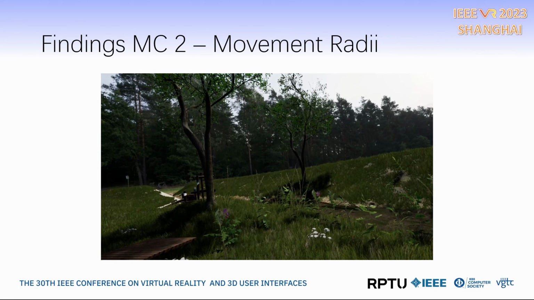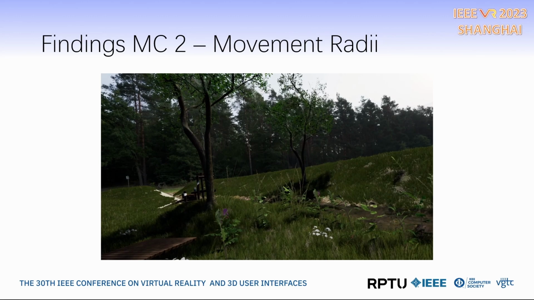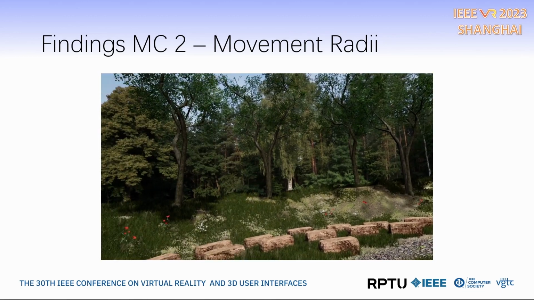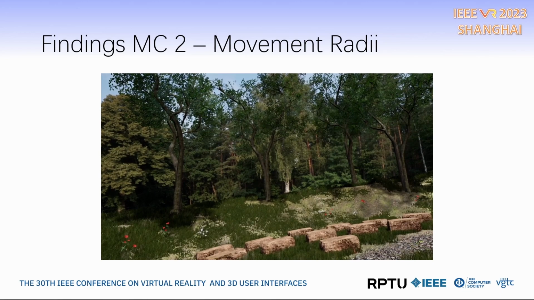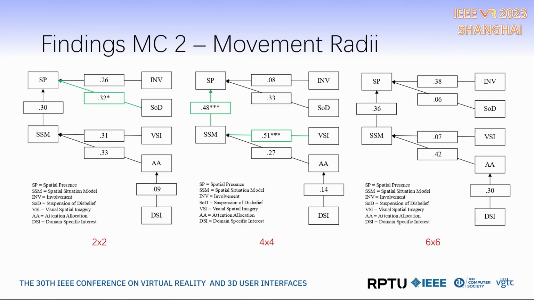After redesigning the environment, the range of motion was examined in microcycle 2. Groups of 2 on 2, 4 on 4, and 6 on 6 meters were formed. Path analysis showed an undesirable effect of suspension of disbelief in the 2 on 2 meter group and no significant effect in the 6 on 6 meter group. On the other hand, the 4 on 4 meter group showed a dominant influence of the spatial situation model on the presence experience. It was continued with the 4 on 4 meter radius due to several factors such as the space requirements in schools and the good values of the presence experience.